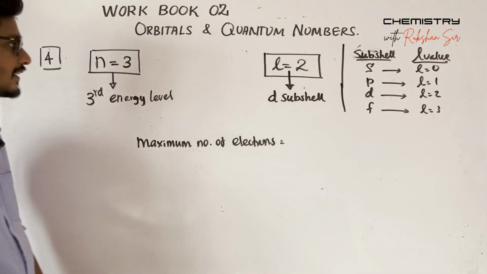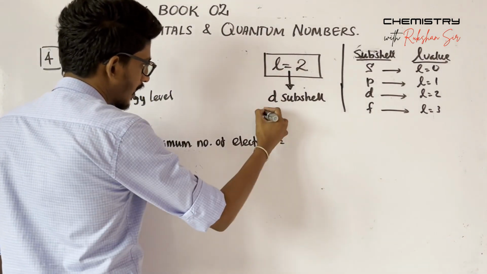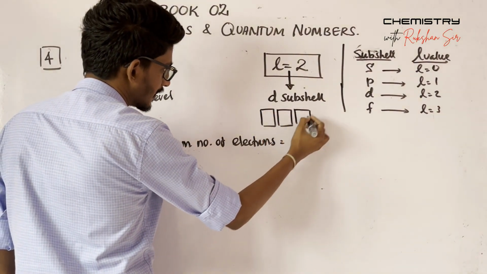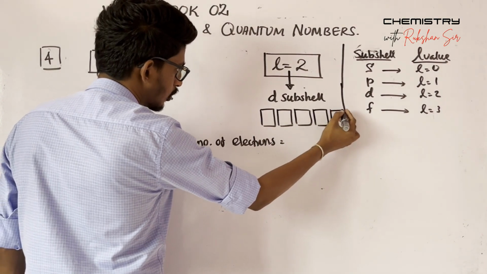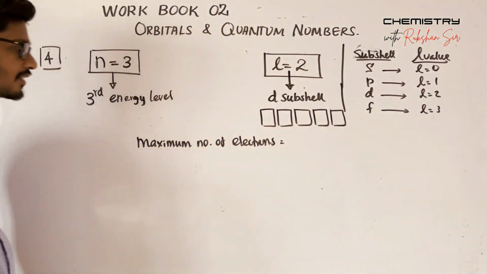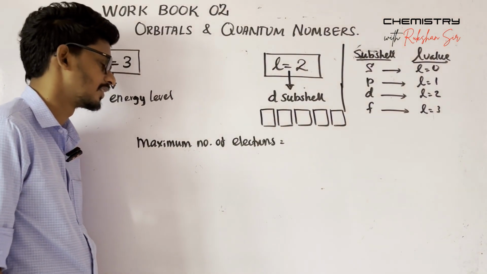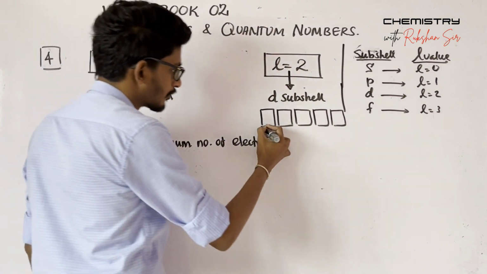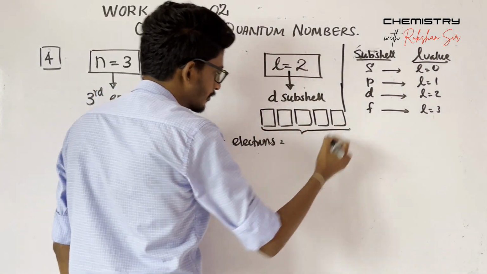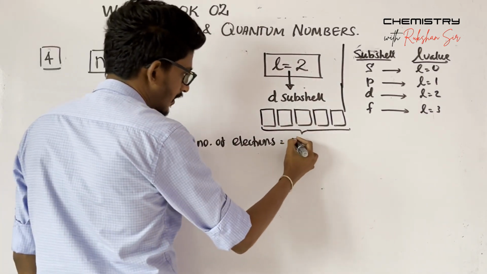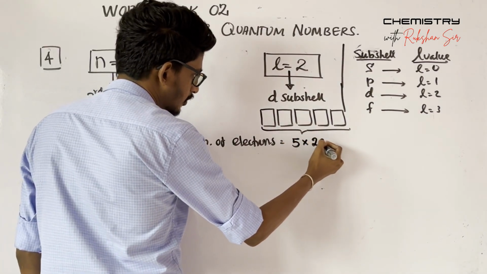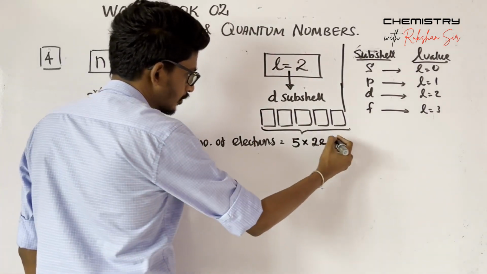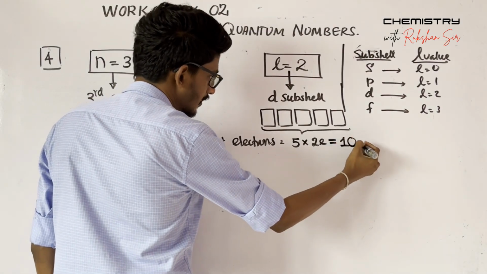In D subshells you have 5 orbitals. In the S subshell, you have 1 orbital. In the P subshell, you have 3 orbitals. In D subshells, you have 5 orbitals. So 5 orbitals means maximum number of electrons: 5 into 2 electrons are possible as the maximum in one orbital. So 5 orbitals are there, so the maximum number of electrons is going to be 10.